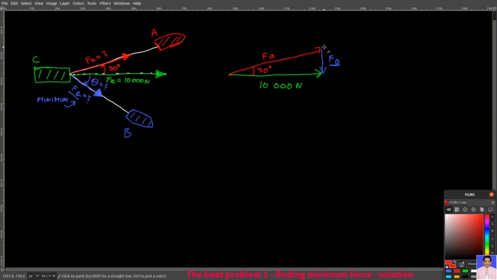Now obviously, if I made this FA even longer like this, and then I would make FB like this, then obviously this vertical version would be smaller. But what if I make my FA smaller? What if instead of this version, I will have this version? Maybe it helps if I treat this green arrow, 10,000 newtons, as a hypotenuse in a right triangle. So I'm going to flip this triangle upside down.